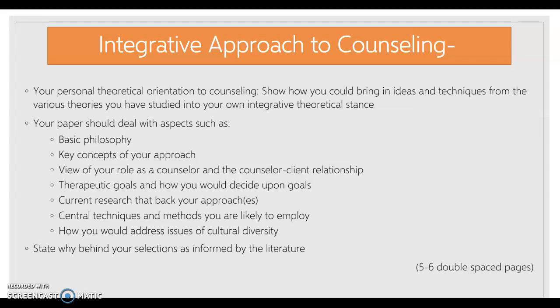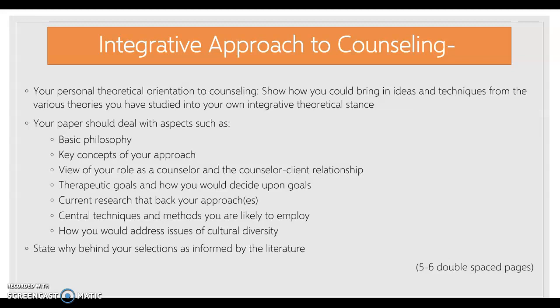So I'm looking at basic philosophy, like what is the philosophy behind your view of human nature, your view of human change, right? So what's your philosophy behind coming up with that model of yours? What are the key concepts? You can list the key concepts. You can write about your role as a counselor. What would your role be? In your theory, what would be the role of a counselor, what would be the therapeutic relationship, what would be the therapeutic goals, and what kind of research is backing your framework, and what are certain techniques, methods or modalities that your therapy lends itself to, and what are some cultural diversity issues that your theoretical orientation would cater to or address. So these are the ones that I'm seeing.